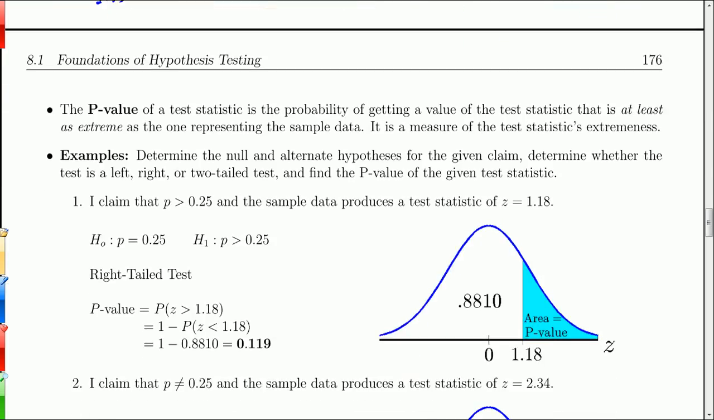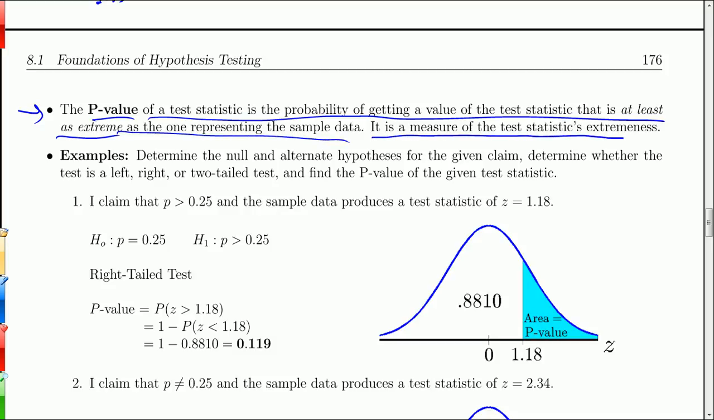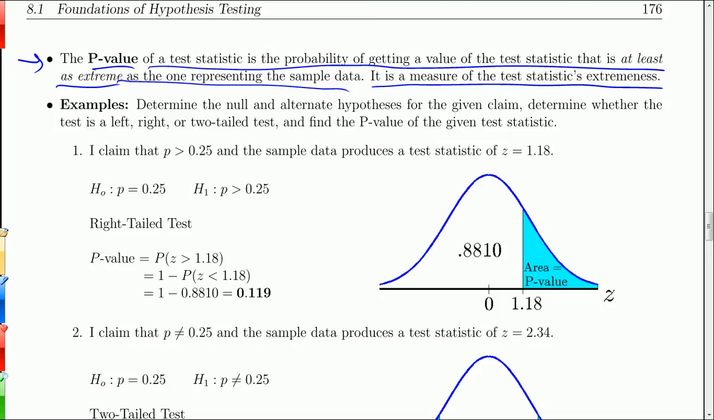All right, now we talk about the p-value. The p-value of a test statistic is the probability of getting a value of the test statistic that is at least as extreme as the one representing the sample data. It is basically a measure of this test statistic's extremeness. It tells us how extreme this test statistic is. So we're going to do some examples.